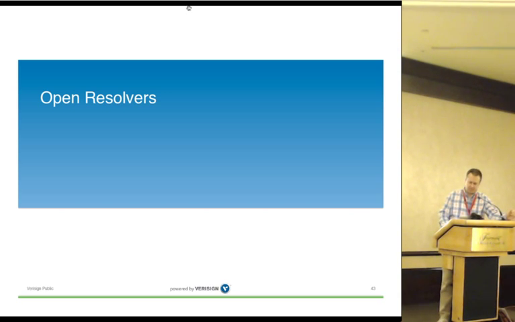Lastly, I've got a quiz for you. We did a quick scan of the v4 address space. We sent every address a query for j.rootservers.net. Tell me what the IP address of j.rootservers.net is.